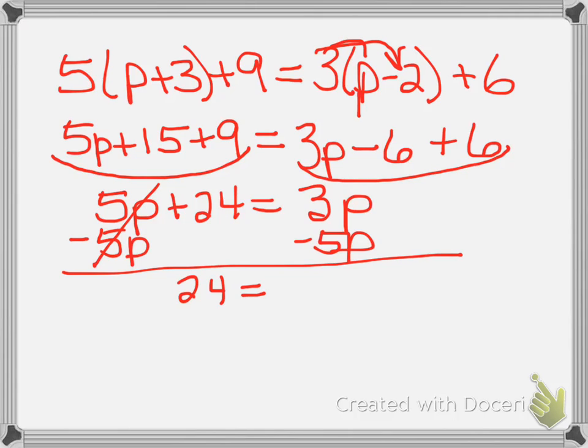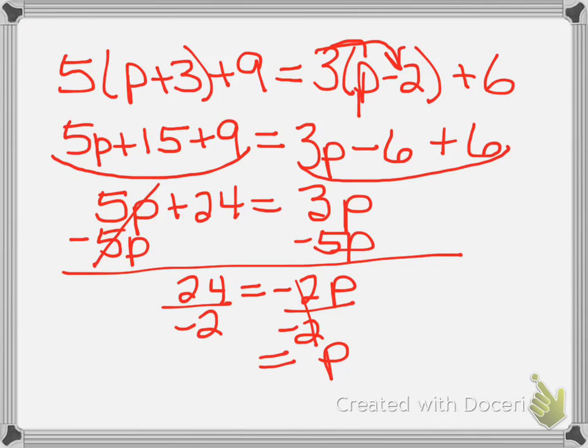Maddie, what's 3p minus 5p? Negative 2p. Yeah. And my last step then would be what? Divide by negative 2. Yeah, negative 2 on both sides. So p would equal 24 divided by negative 2, which is negative 12.